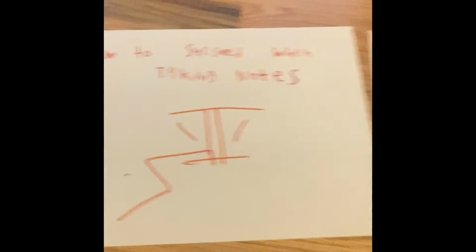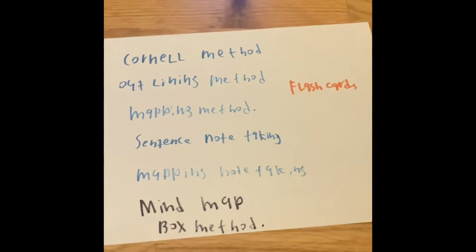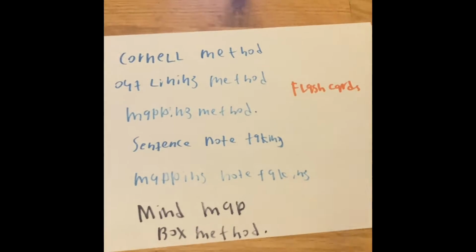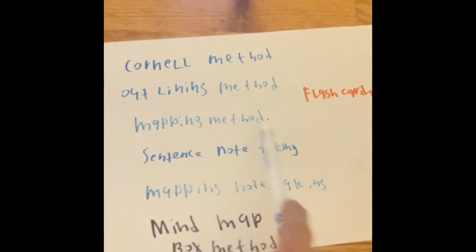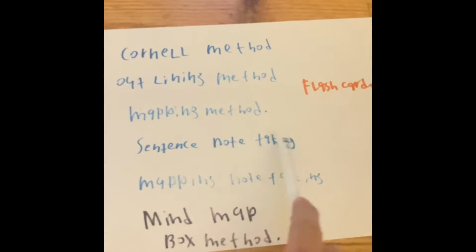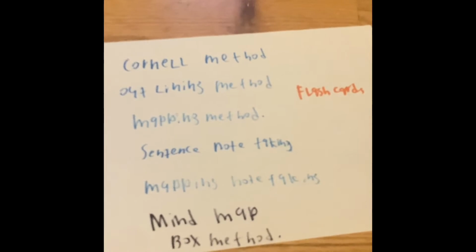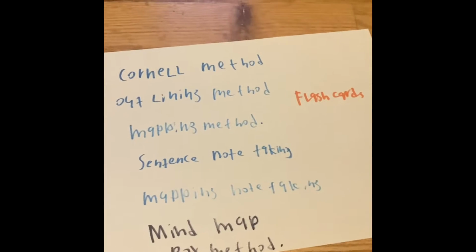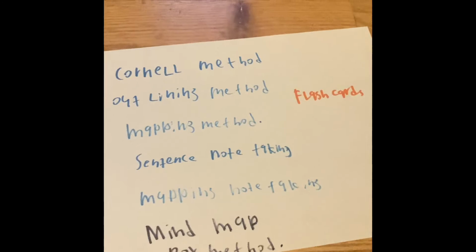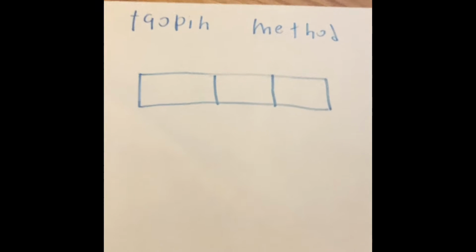There are many types of strategies and different ways to take notes. The most common ways are flashcards, the Cornell method, the outlining method, and the mapping method. The sentence note-taking and box method are other ways that you can successfully take notes. But we want to introduce another successful way that we have made up that might help in memorization. It's called the Taoping method.